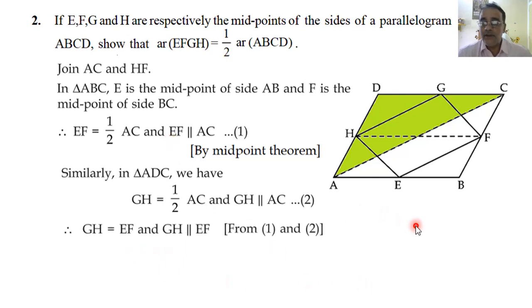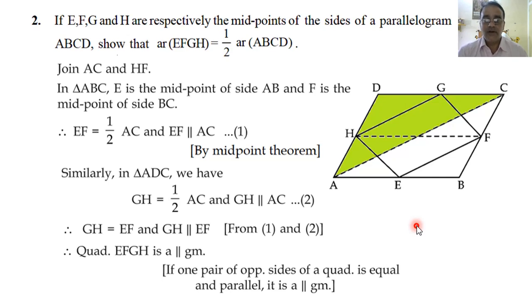Now after that we can conclude that this quadrilateral EFGH is a parallelogram. Why? In a quadrilateral, if one pair of opposite sides is equal and parallel, then it is a parallelogram. Very good. We know that if one pair of opposite sides is equal and parallel in a quadrilateral, then it is a parallelogram. Okay, fine.